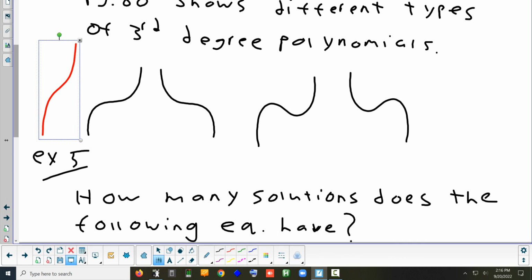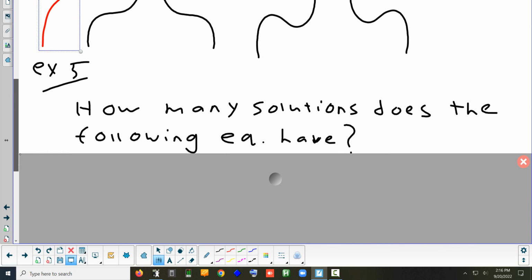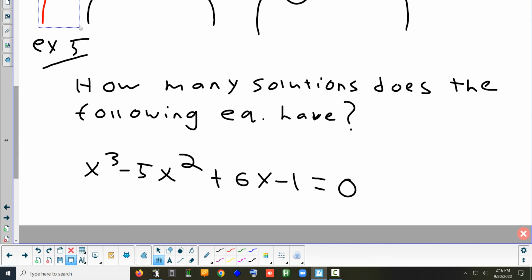Okay. So in the next problem we're going to do, it's asking how many solutions does the equation have? Make sure you read what the question's asking. At this point, it's not asking you what the answer is. It's asking you how many answers there are. Okay? And there's our equation: x cubed minus 5x squared plus 6x minus 1.